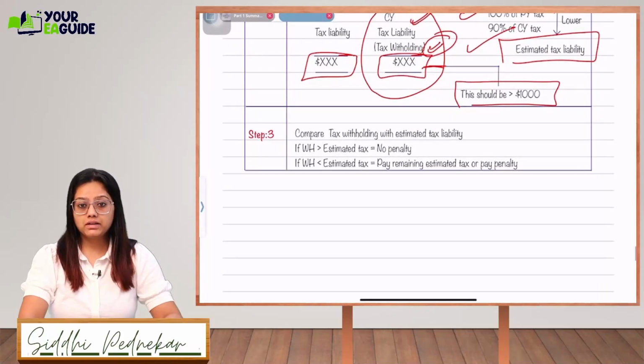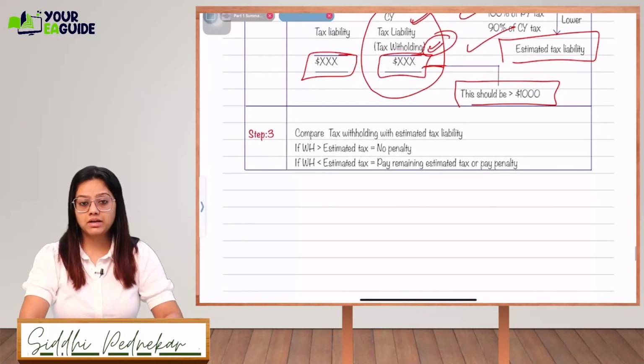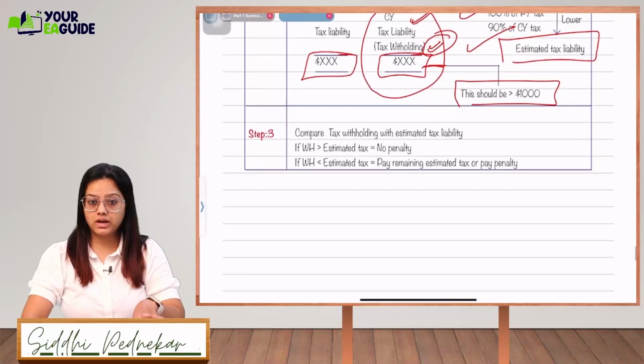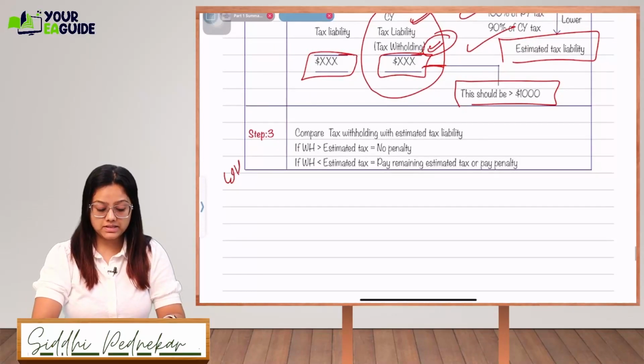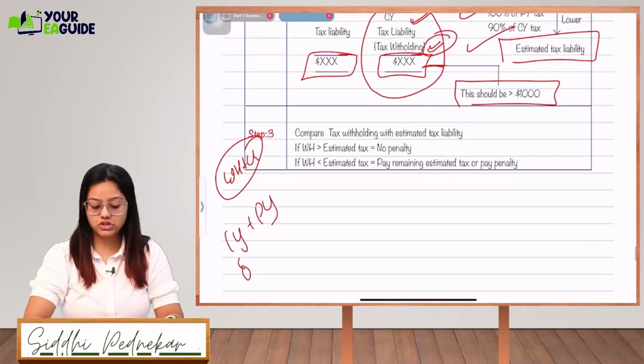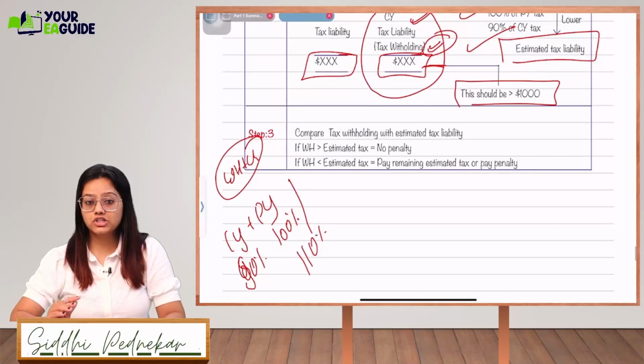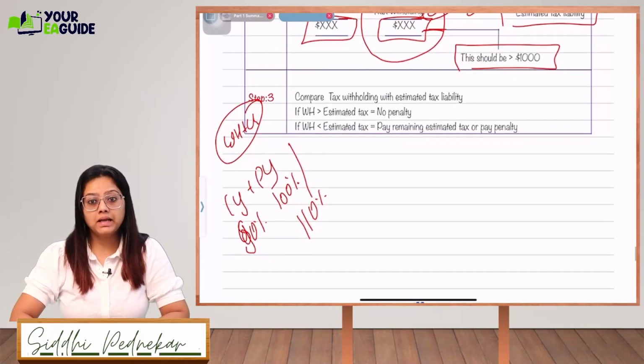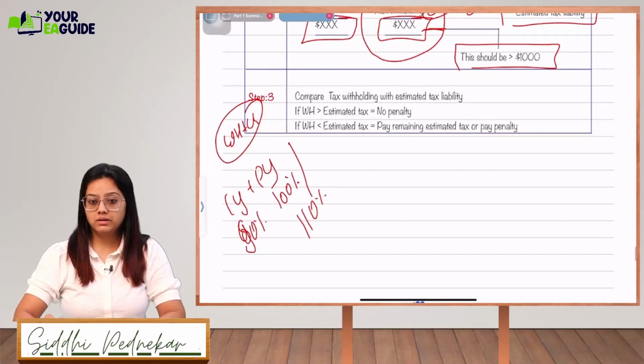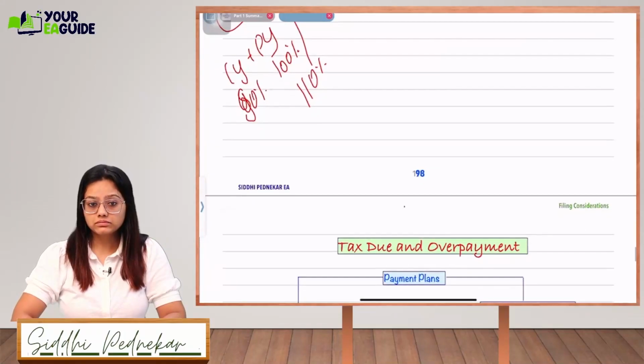Compare the tax withholding with the estimated tax liability. If withholdings are more, as I mentioned, your withholding plus credits, you have to compare it with the current year plus previous year. Current year, how much will it be? 90%. Previous year, it can either be 100% or 110% depending on the AGI of 150,000. If withholding is less, then pay the remaining estimated tax or pay the penalty.